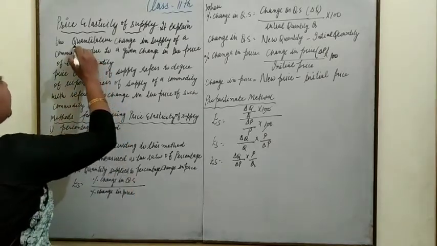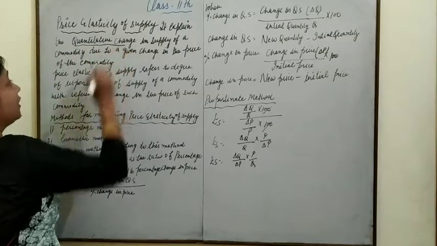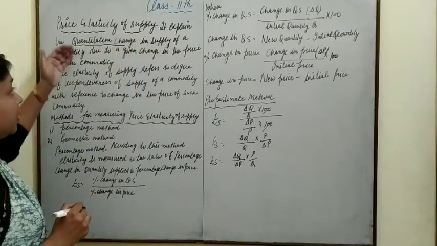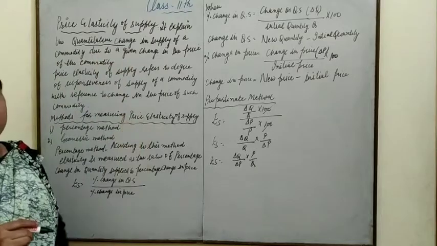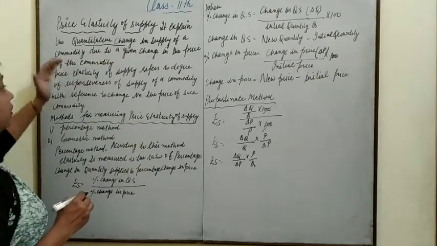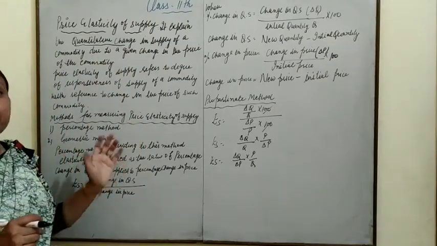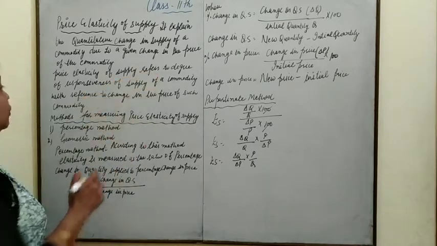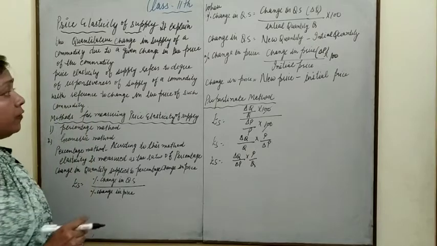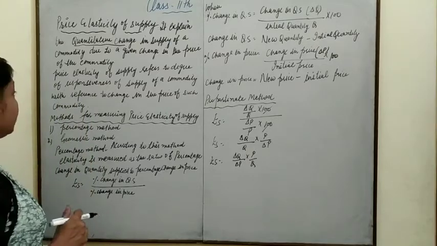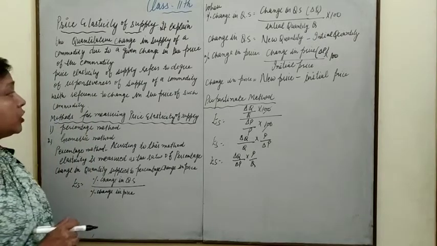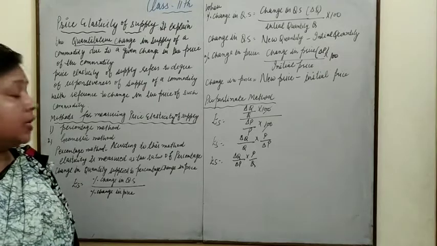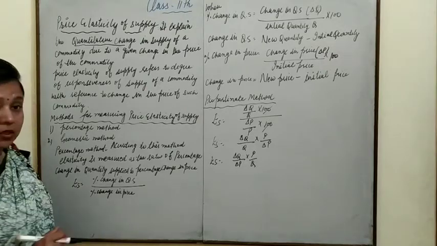But price elasticity of supply is a quantitative change in the supply of a commodity due to change in the price of the commodity. So price elasticity of supply refers to the degree of responsiveness of supply of a commodity with reference to change in the price of such commodity.